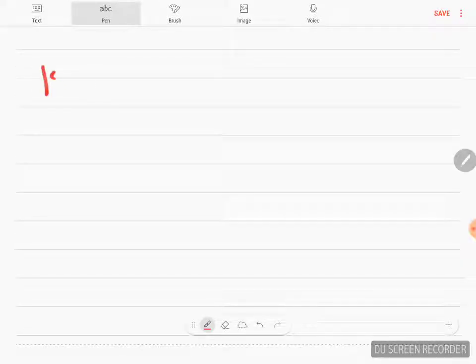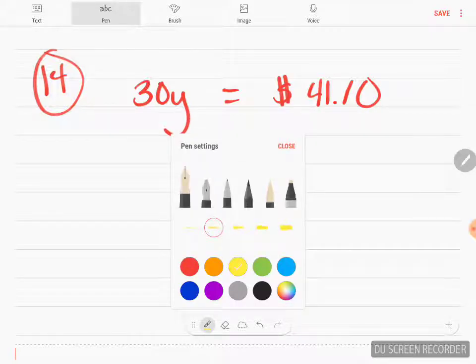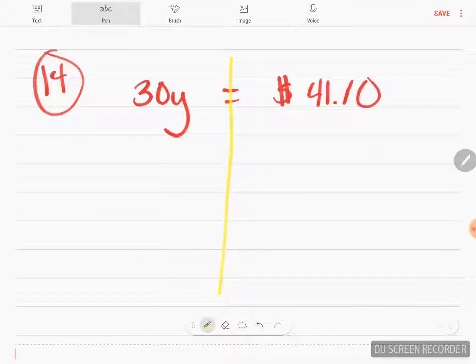All right, let's move on to 14. It says 30y is equal to $41.10. So, for this problem, we need to do the inverse. We need to do the opposite. We need to know the relationship between 30 and y. What is the relationship between 30 and y? They're being multiplied. So in order for us to isolate y by itself, because we want our answer to say y equals a number, we must get rid of that 30.